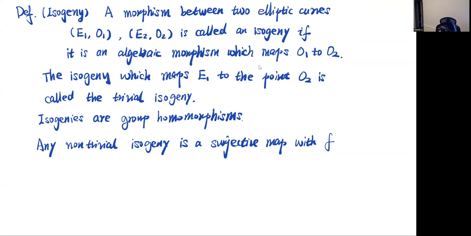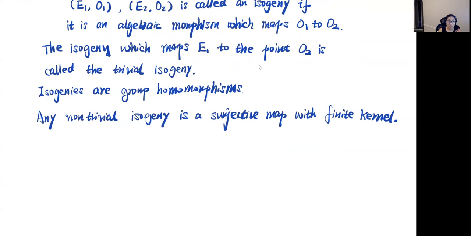This is what I mean by using both structures, the two natures of elliptic curves, to study them. Namely, elliptic curves are algebraic curves, so the maps we want to study are algebraic morphisms. For an algebraic morphism between two smooth curves, you either map a curve to a point, or the map has to be dominant, has to be surjective. And moreover, because it's an algebraic curve, when it's not mapping the whole curve to a point, it's a finite map. It has to have finite degree. So from a group homomorphism perspective, any non-trivial isogeny will be a surjective group homomorphism with finite kernel. Okay, so these are the morphisms we will study.